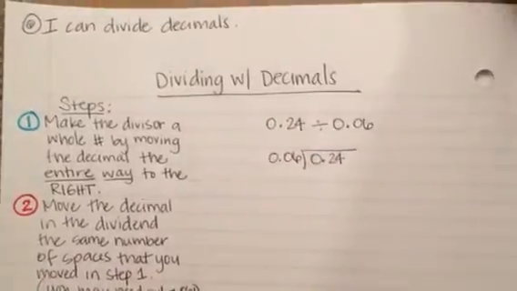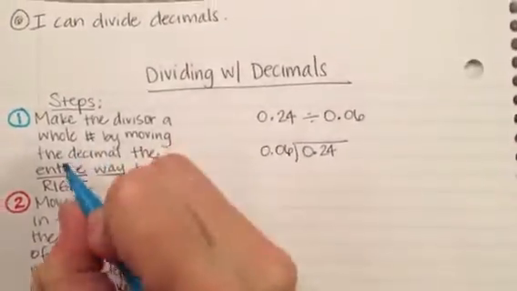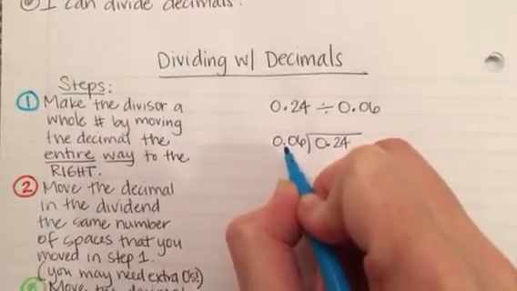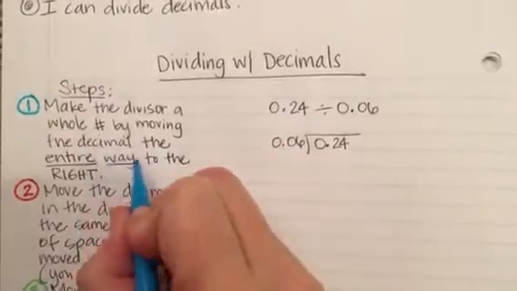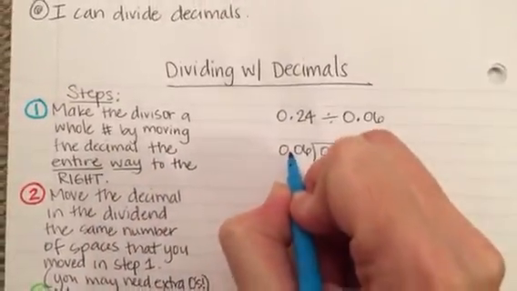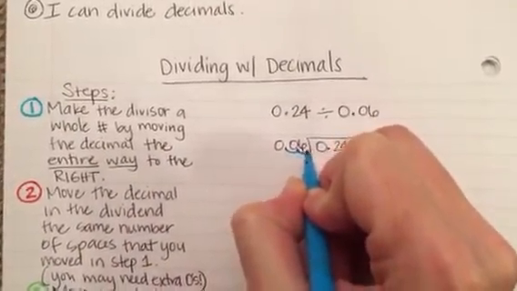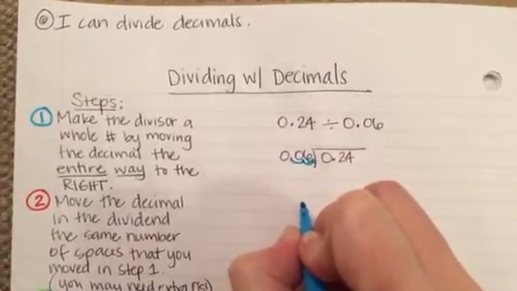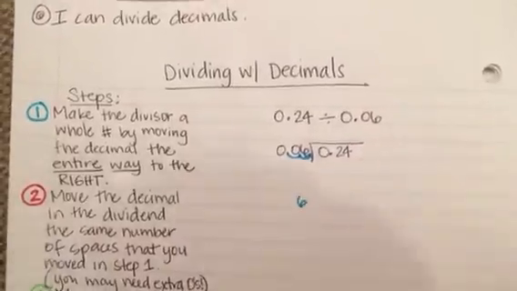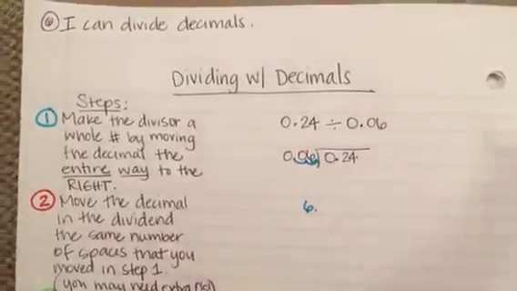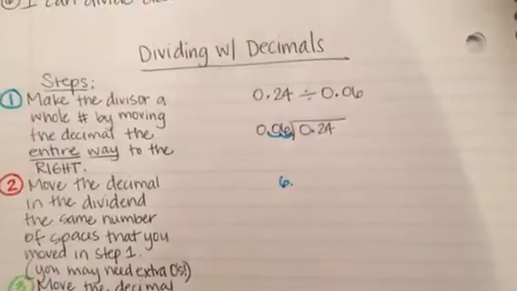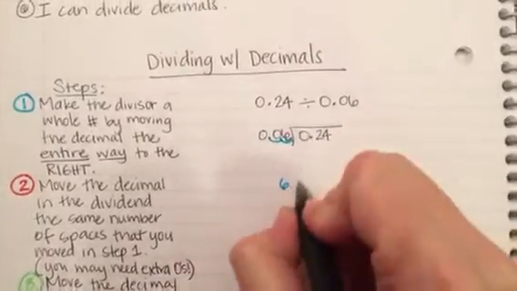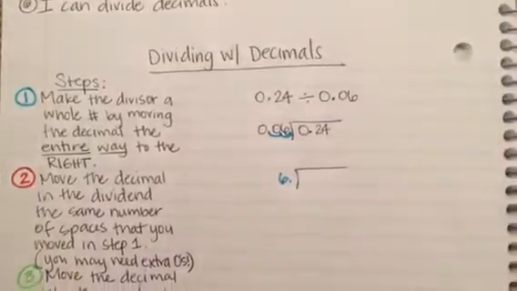Now we're going to follow our step-by-steps. So step 1 was make the divisor a whole number. Well, right now it is not a whole number, and I can make it a whole number by moving that decimal point the entire way to the right. So that means I would go 1, 2 steps, and my new divisor is a 6. There is a decimal at the end of it that you can write if you want to. We don't typically write that decimal at the end of the number, but if it helps you to understand it, then feel free to write it in there.